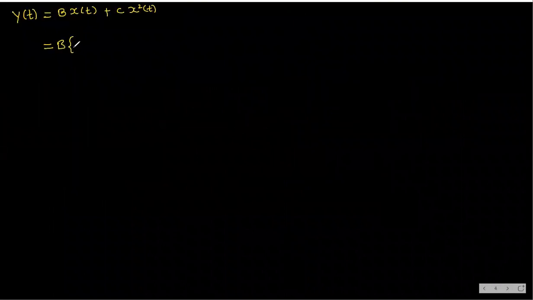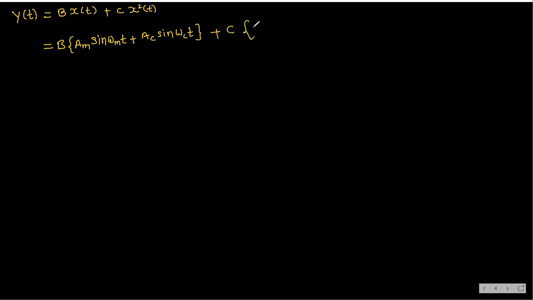B into Am sin omega mt plus Ac sin omega ct, plus c, this c is constant, you keep it here, and now again this function we will square it: Am sin omega mt plus Ac sin omega ct whole square. Clear?